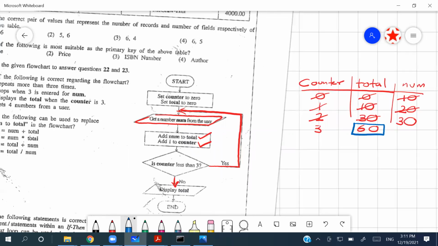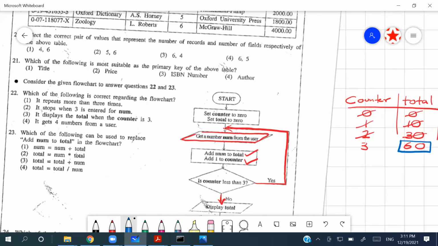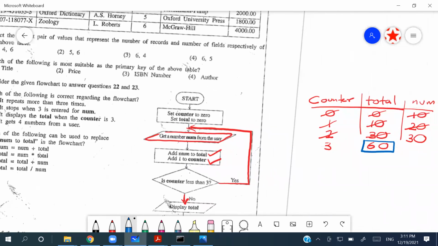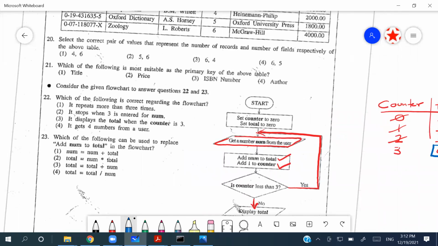Right, so let's get back to the answers again. It repeats more than 3 times. In the first repetition, they take the first number. In the second repetition, it takes the second number. In the third repetition, it takes the third number. So that means the repetition happens only 3 times, not more than 3 times. Right, so because of that, this is wrong.